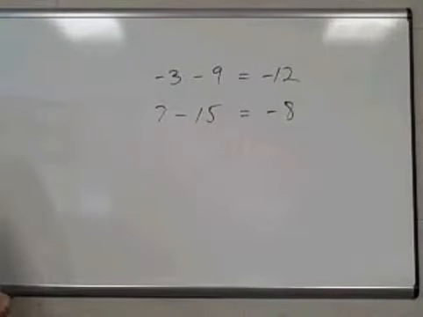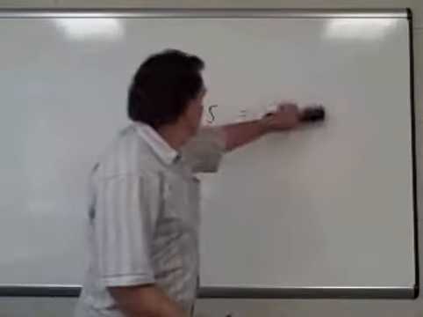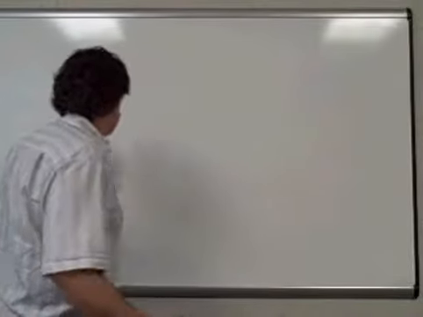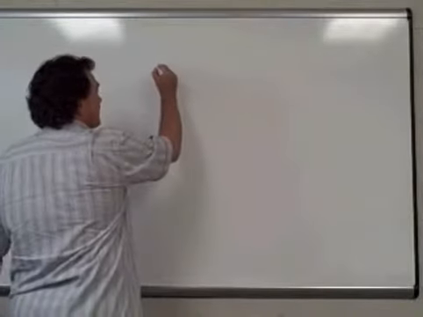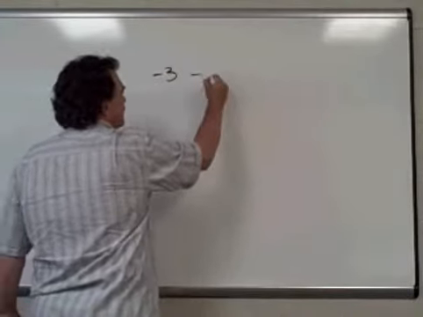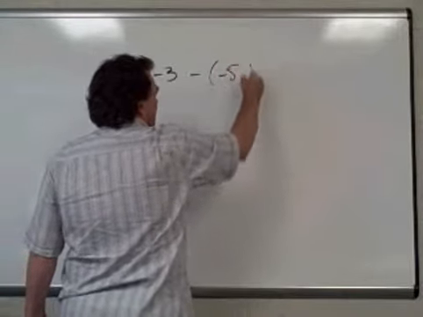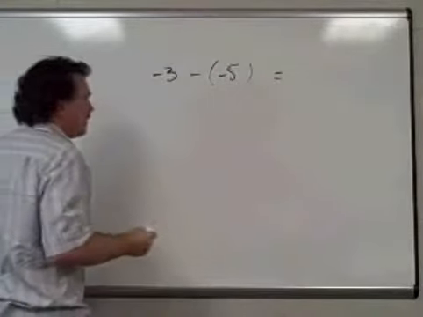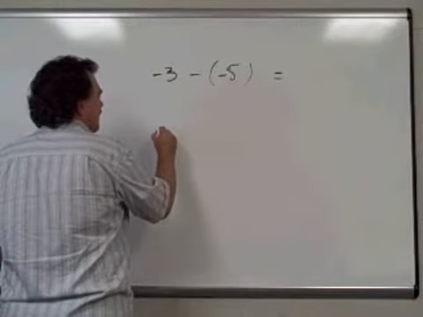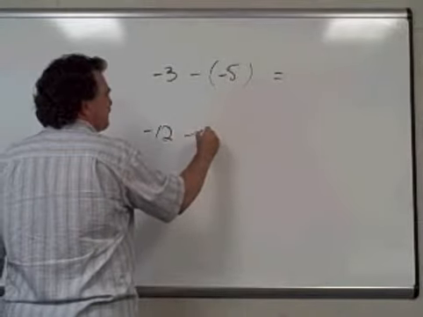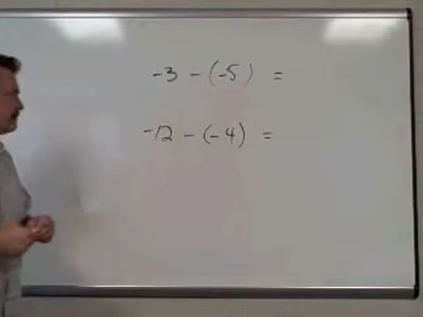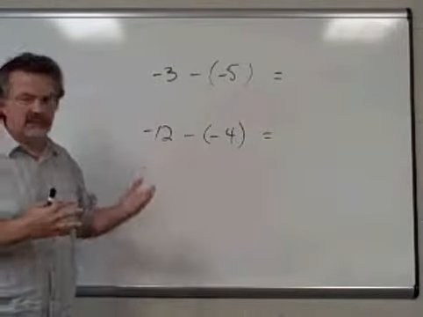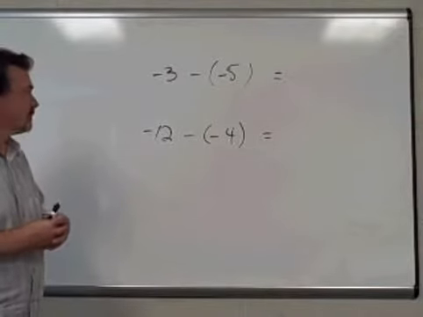Now, there's one other subtraction problem that is kind of a messy one, and it's sometimes hard to understand. It's a subtraction problem that looks like this: -3 minus -5. Or a problem like this: -12 minus -4. How should we think about a problem like this?